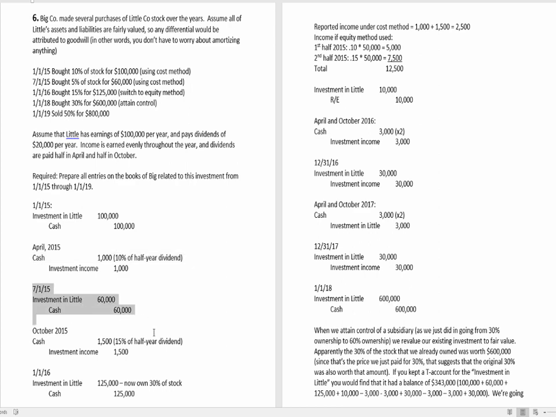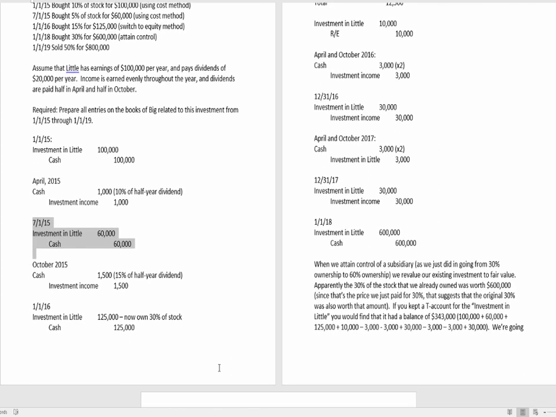On July 1st, 15, we buy another 5% for $60,000. So again, another $60,000 to the investment in Little. And then in October, we now own 15% of their stock, so we get 15% of the $10,000 semi-annual dividend, and that's investment income since we're using the cost method. January 1st, 16, we buy another 15% of their stock, so our ownership is now up to 30%, and we're going to need to switch to the equity method.